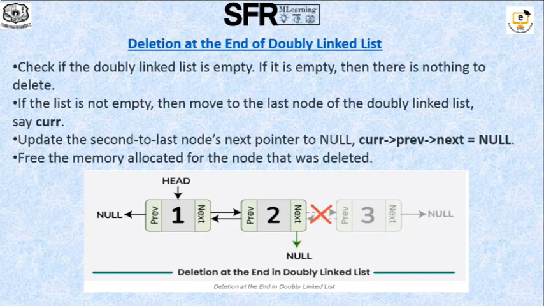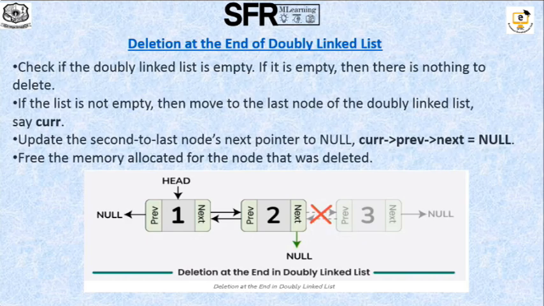So the next type is deletion at the end. For this, first we have to check whether the list is empty or not. If empty, there is nothing to delete, we can leave it. If the list is not empty, then we are going to delete the data at the end. So we have to move to the last node, that is the current node. Then we update the second to last node's next pointer to null.